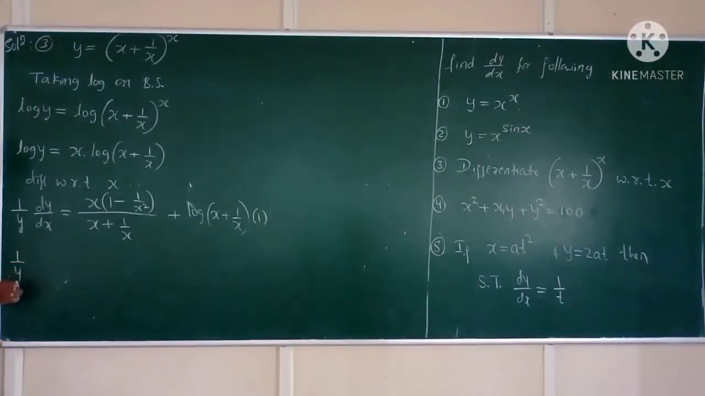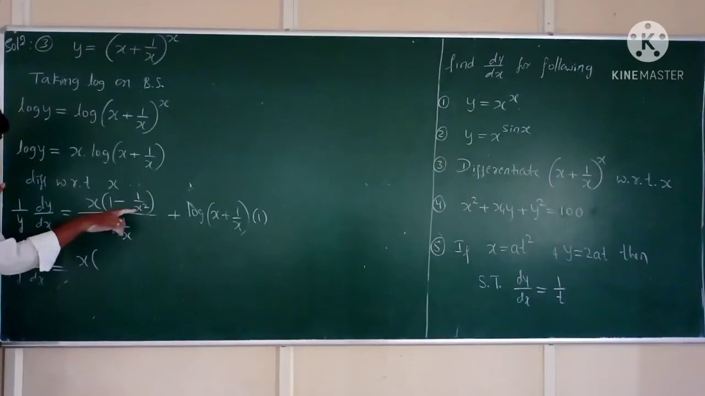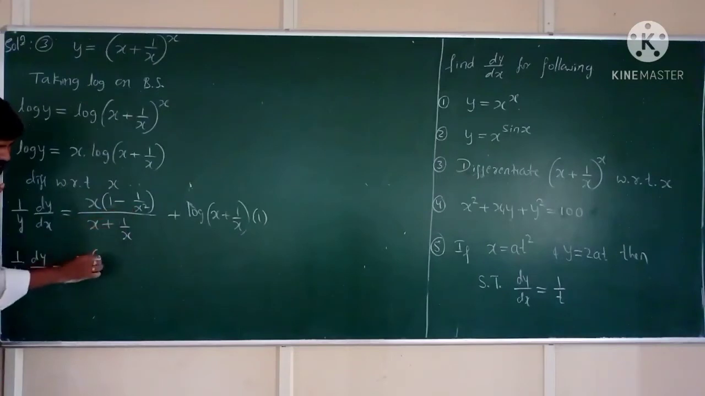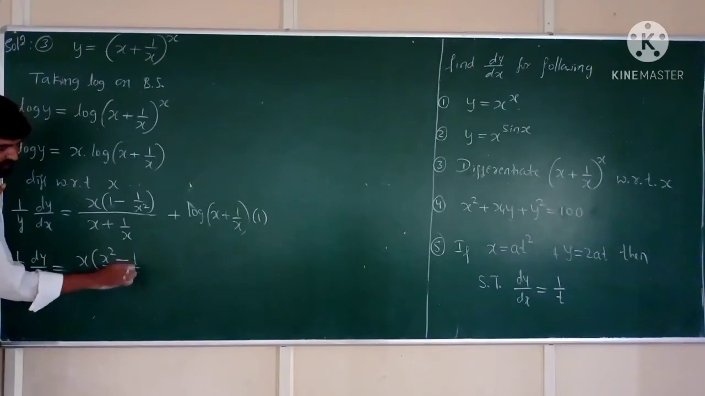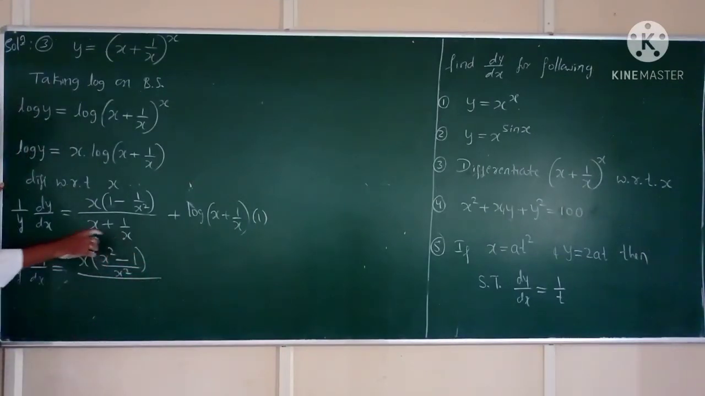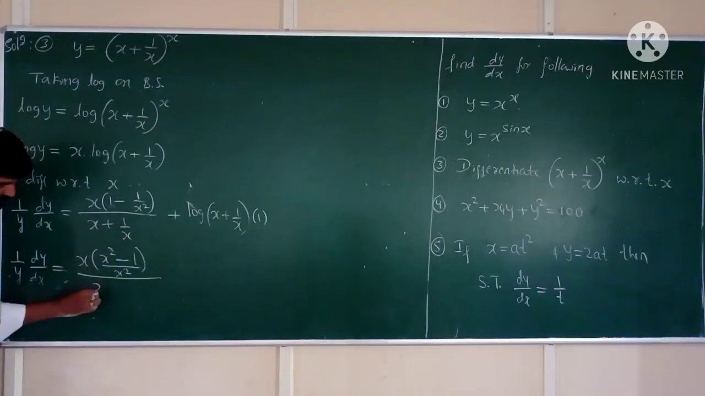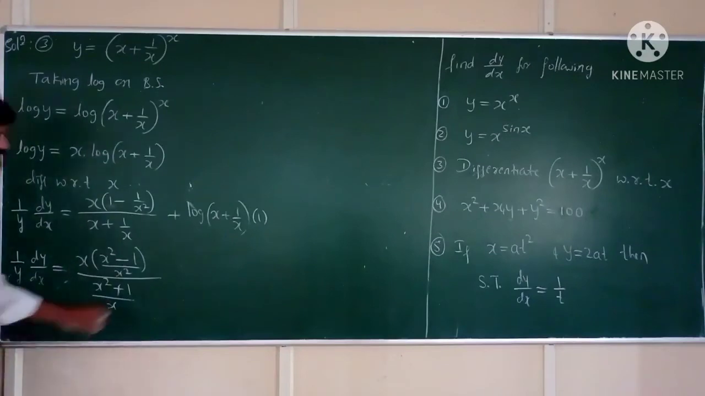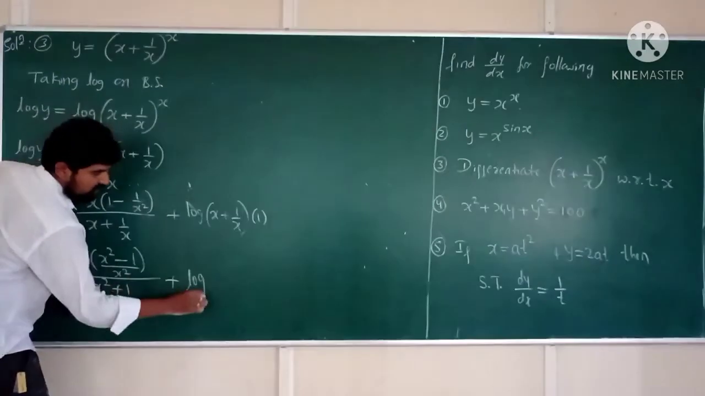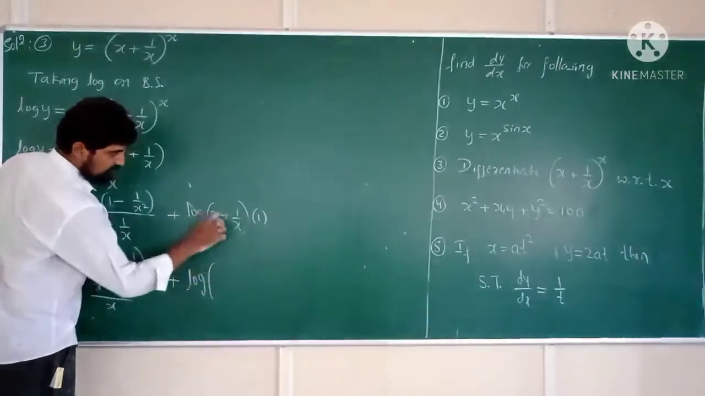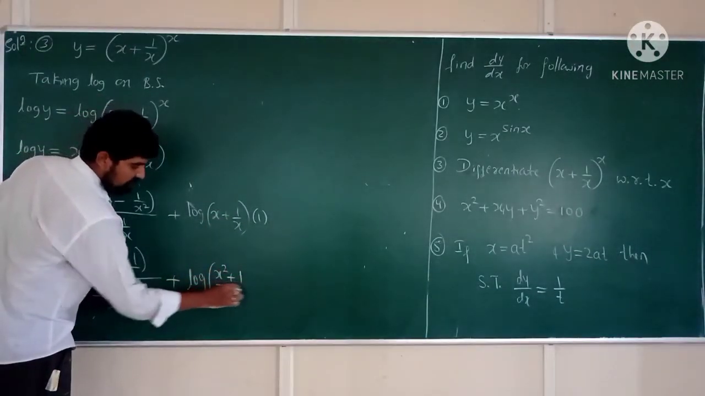Therefore 1 by y dy by dx is equal to, here x as it is into, in the numerator when we take x square as common, 1 into (x square minus 1) divided by x square, whole divided by, in the denominator x is the LCM, x into (x square plus 1) divided by x. I hope all of you understand. Plus log of, here the LCM is (x square plus 1) divided by x.